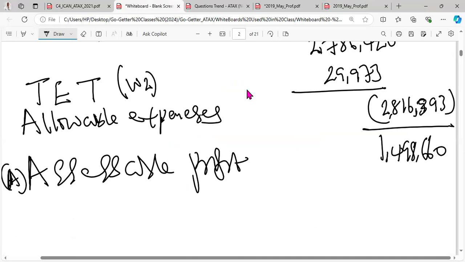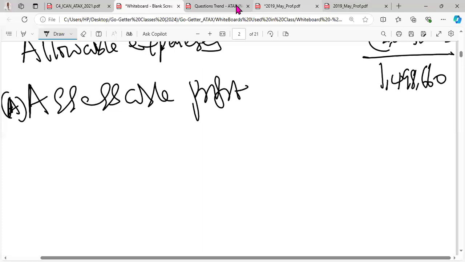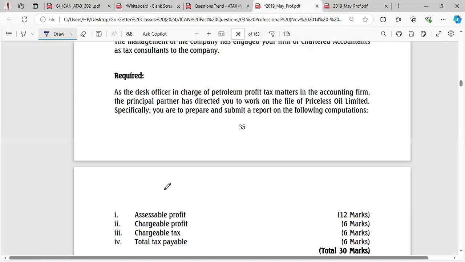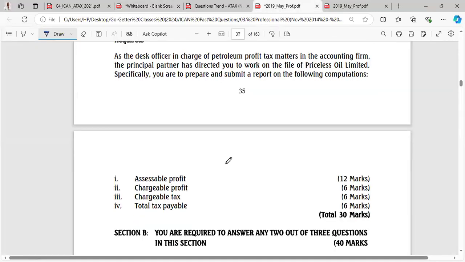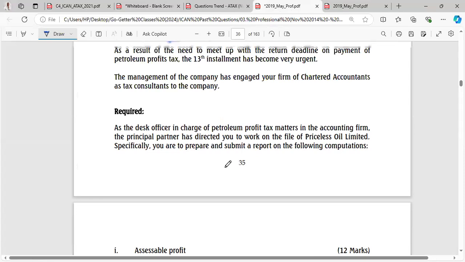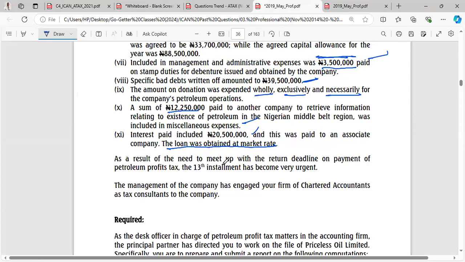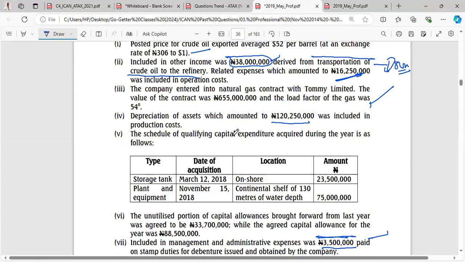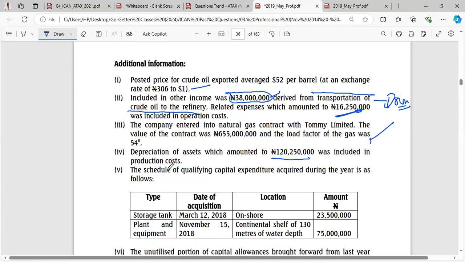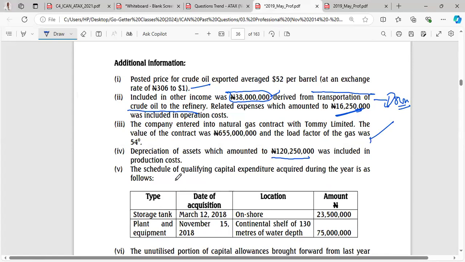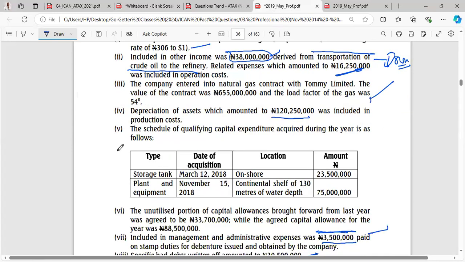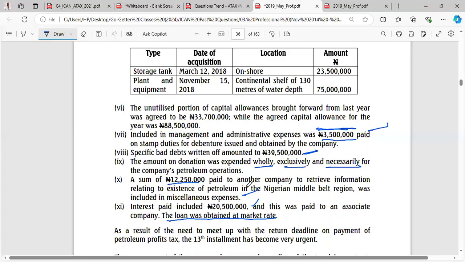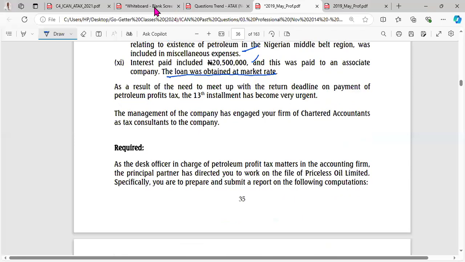You've gotten that. Now, after getting your assessable profit, the next thing to do is to look out for, you're asked to check your chargeable profit. Your chargeable profit is after your assessable profit, you check if there's any loss from last year. If there is no loss, you now deal with capital allowance. So here, unutilized portion of capital allowance, okay. So there is no loss. So you will now deal with capital allowance.